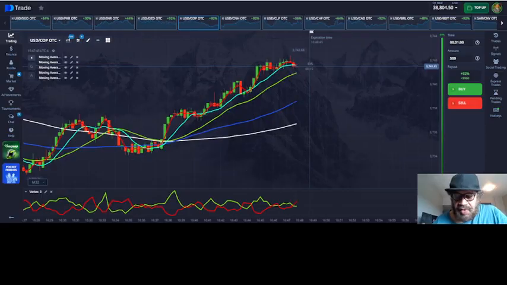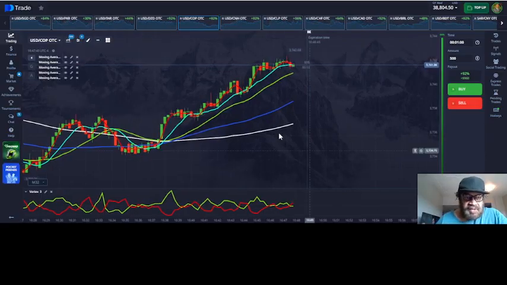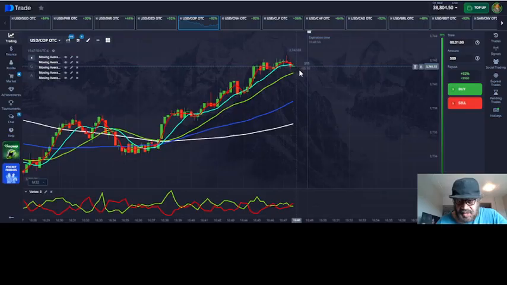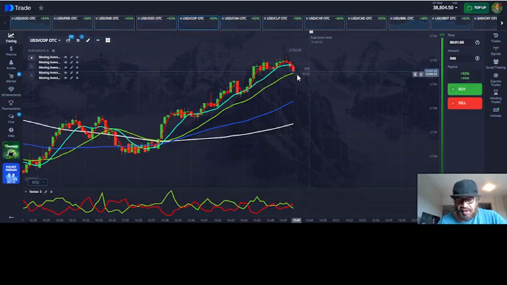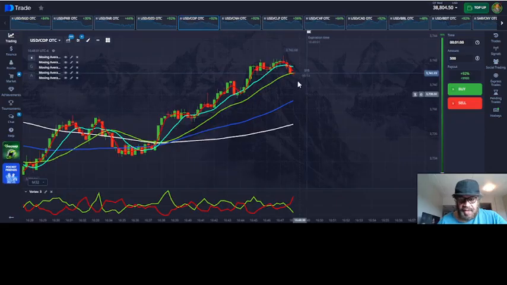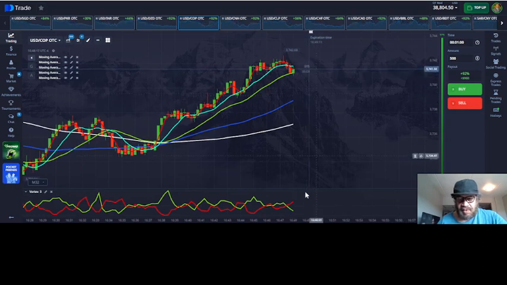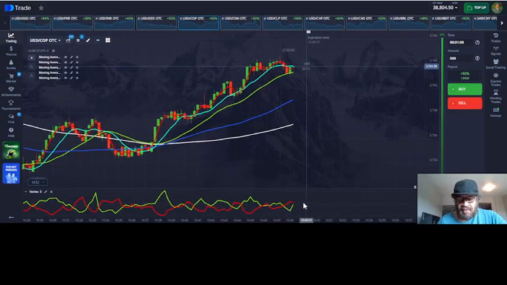Okay, so I'm on the USD COP OTC, and similarly to the last trade, I'm looking to take a bullish trade here. There's a retracement currently happening, so I'm going to wait for a reversal here, and once the reversal is confirmed with the cross of the vortex, hopefully. See here at the bottom, the vortex line.